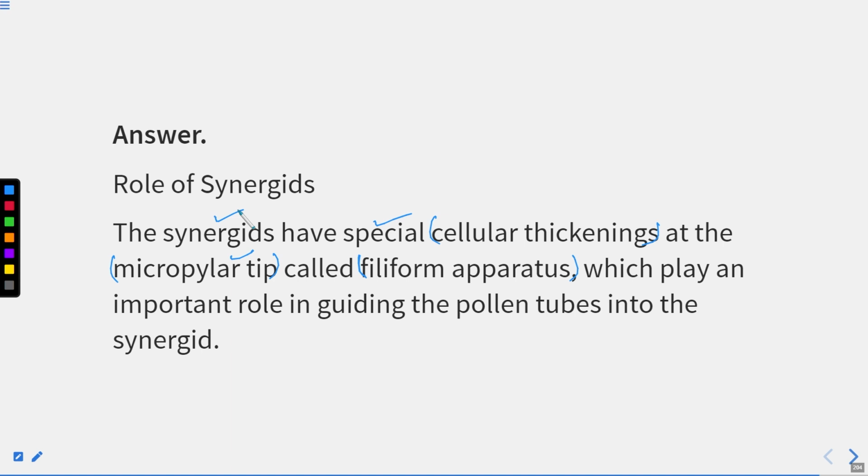Now, what is the role of filiform apparatus? Through filiform apparatus, the pollen tube enters into the embryo sac. So here, filiform apparatus plays an important role in guiding the pollen tubes into the synergid. And from the synergid, the pollen tube will enter into the embryo sac. And then after entering the embryo sac, it will release the male gametes, which can then fertilize the egg. Two male gametes are released. So this is the role of synergids.